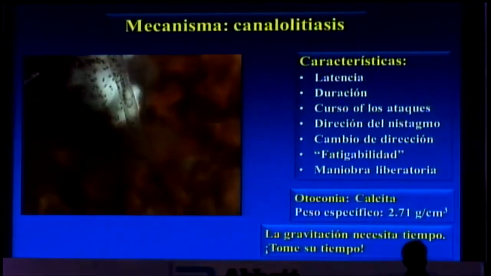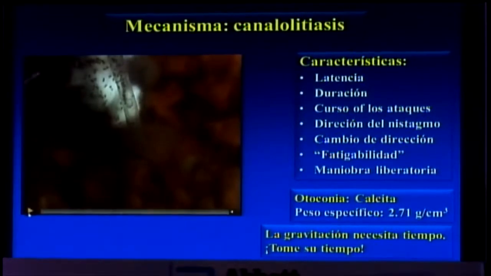Here you see the otolith organs. This is the semicircular canal, and here's a clot of otoconia. And I like this video because it shows how slowly the clot is moving. Otoconia do not consist of plumbium or iron. As I said before, it's calcium carbonate, and they move very slowly. And you're all familiar with BPPV diagnosis and treatment, so therefore I just focus on the mechanism.